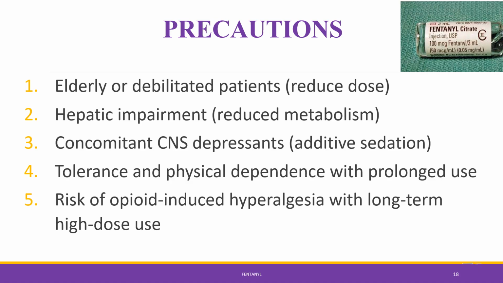4. Tolerance and physical dependence with prolonged use. Body adapts, needing more for effect, and can become physically dependent. 5. Risk of opioid-induced hyperalgesia with long high-dose use. High doses long-term might increase pain sensitivity.